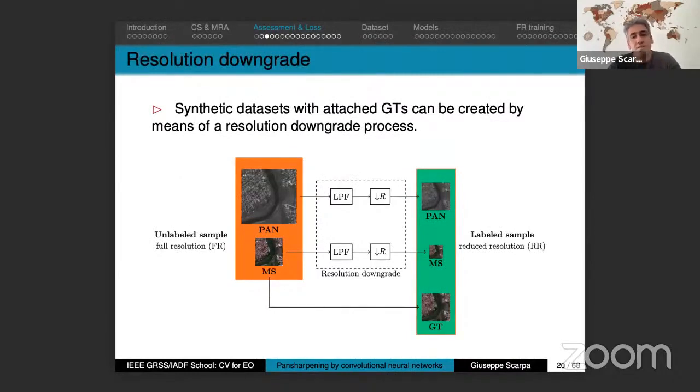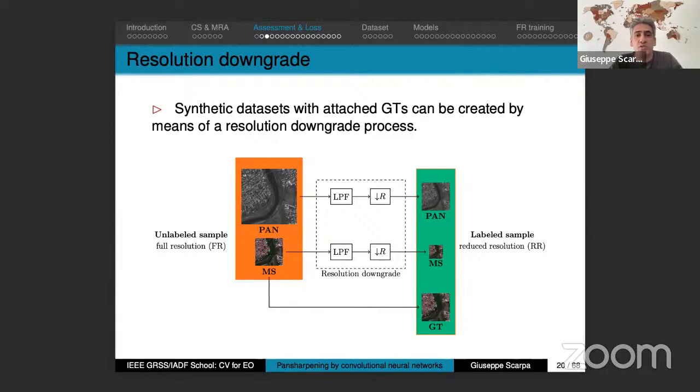Let's see then how to synthesize images with ground truth. The idea is very simple. Say R is the resolution ratio between the MS and the PAN components. Both images are rescaled by the same factor R, as shown in this slide. On the left side, it is shown a real sample, which has no ground truth and is therefore at the original or full resolution. On the right side are shown the two synthetic rescaled versions of the MS and of the PAN components. Here the resolution is lower, and we will refer to these samples as reduced resolution ones. The third sample instead is nothing but the original MS, which now plays as a ground truth for the synthetic sample rather than as input.